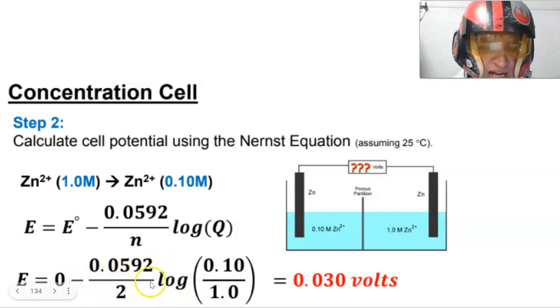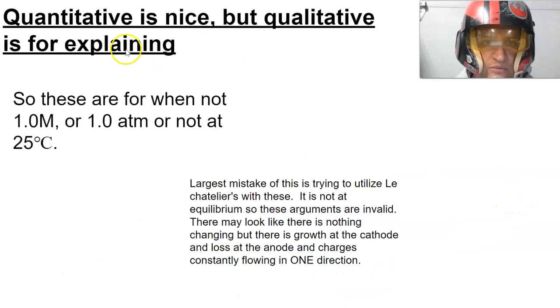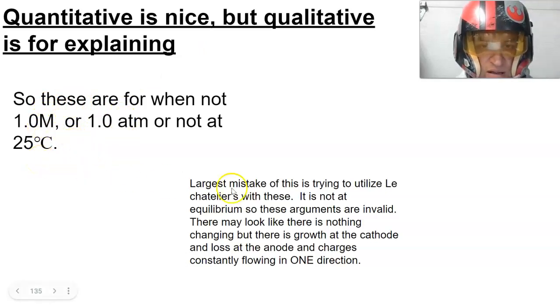So because this is being subtracted, that's going to make this a positive value and actually have some voltage going on. So quantitative is nice, but qualitative is used for explaining, and that is also talked about on the AP test. But remember, these are for when it's not 1 molar, not 1 atmosphere, or not at 25 degrees Celsius. The biggest mistake that students have done is try to utilize Le Chatelier's with these.